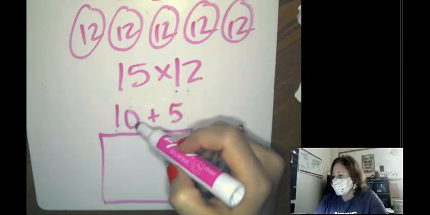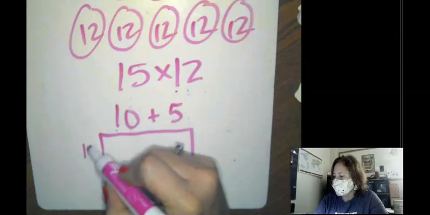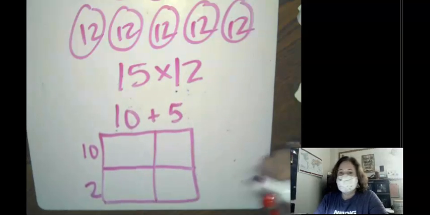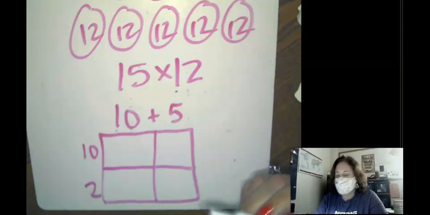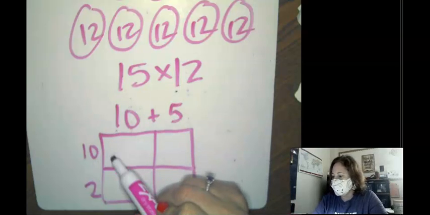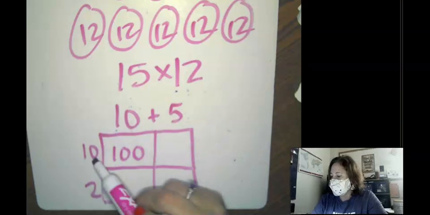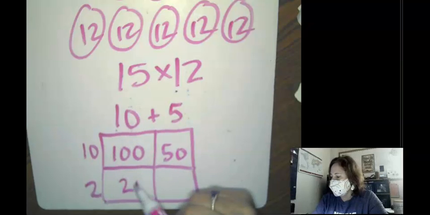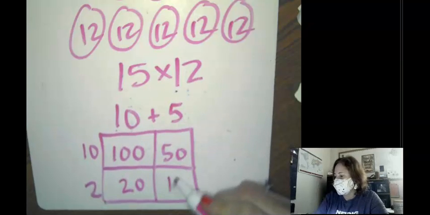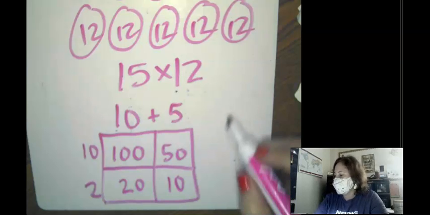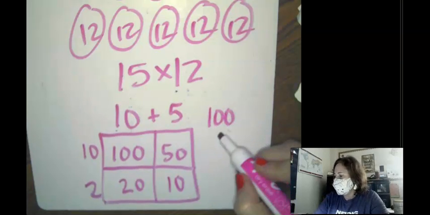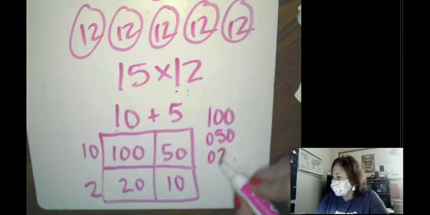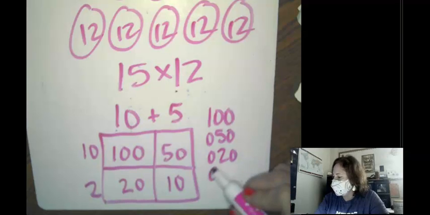So I can split 15 into 10 plus 5, and I can split 12 into 10 plus 2. And now I just multiply each one of these. So 10 times 10 is 100. 10 times 5 is 50. 2 times 10 is 20. And 2 times 5 is 10. And now all I need to do is add up these four numbers. 100 plus 50 plus 20 plus 10.